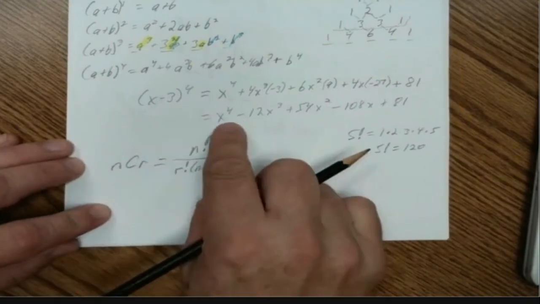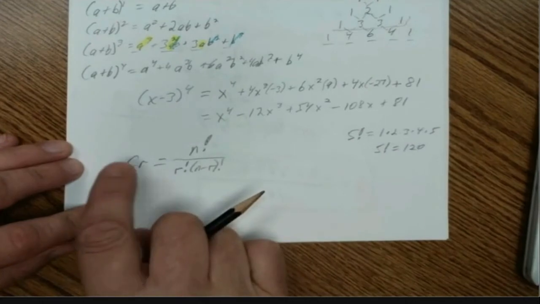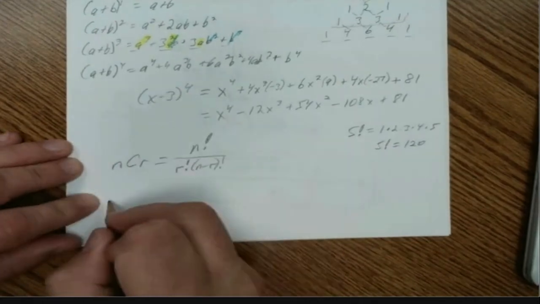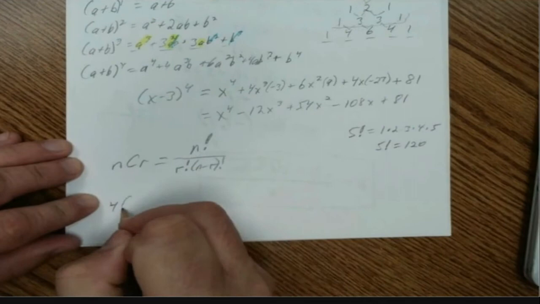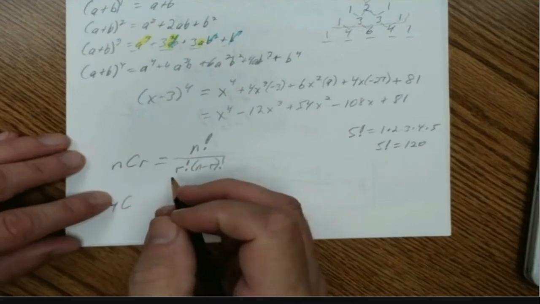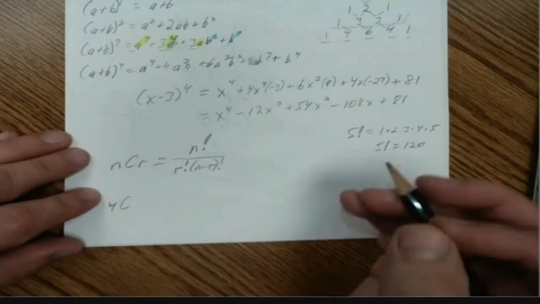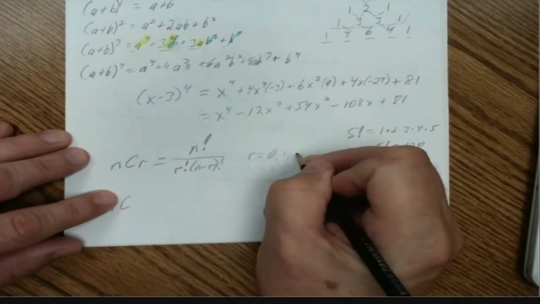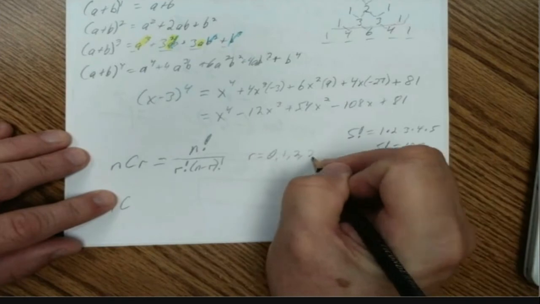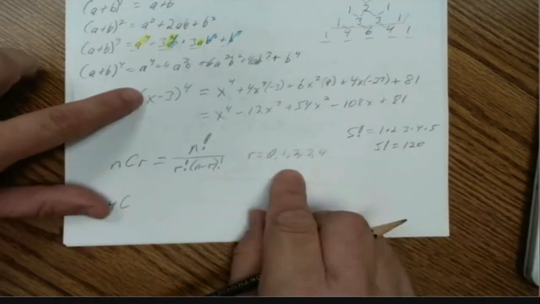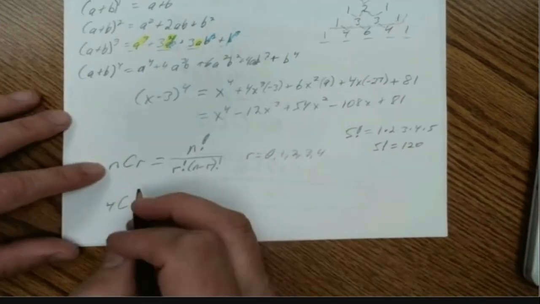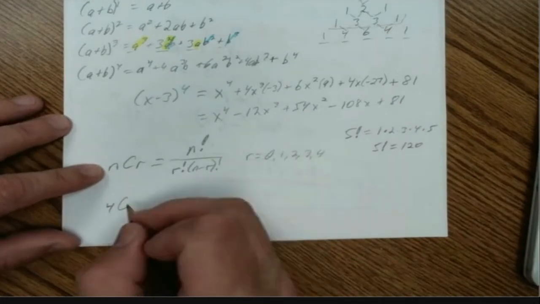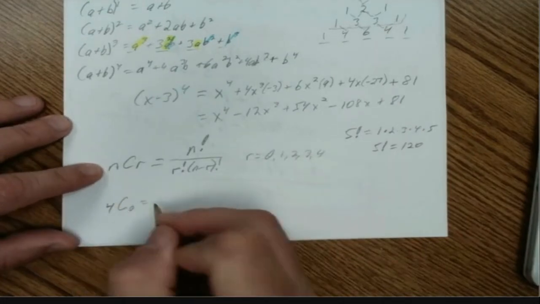So this n right here is whatever power it is. So that would be 4th coefficients. And what we've got to do is check each one. This would be for r equals 0, 1, 2, 3, and 4, because we need to know all 4 of those. So if we want to know what the first coefficient is, we'd put a 0 in for the r.